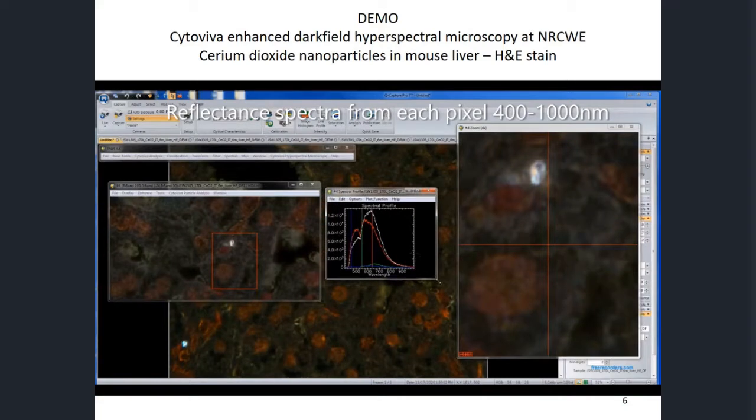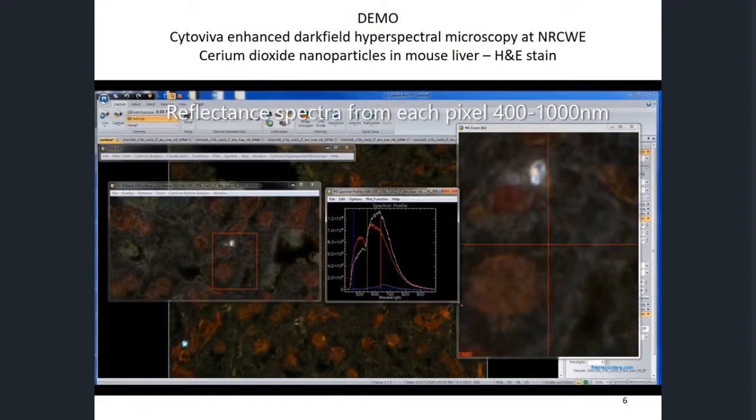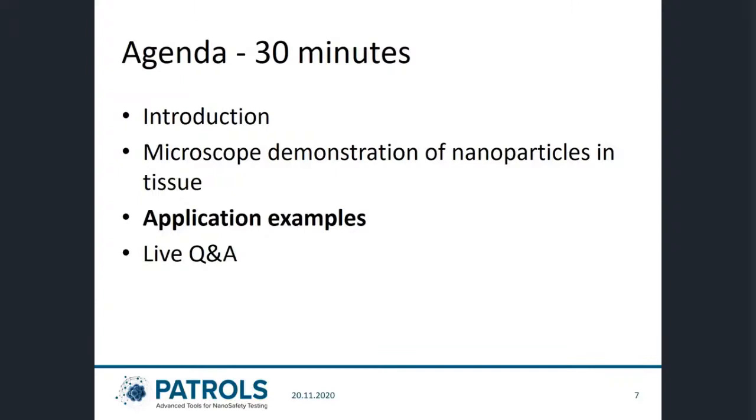And that is actually all I wanted to show you today. Let's look at some application examples.